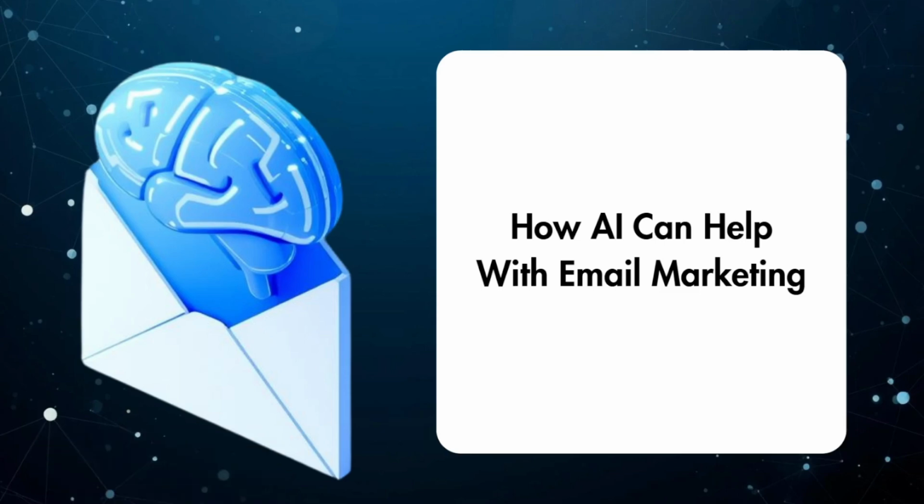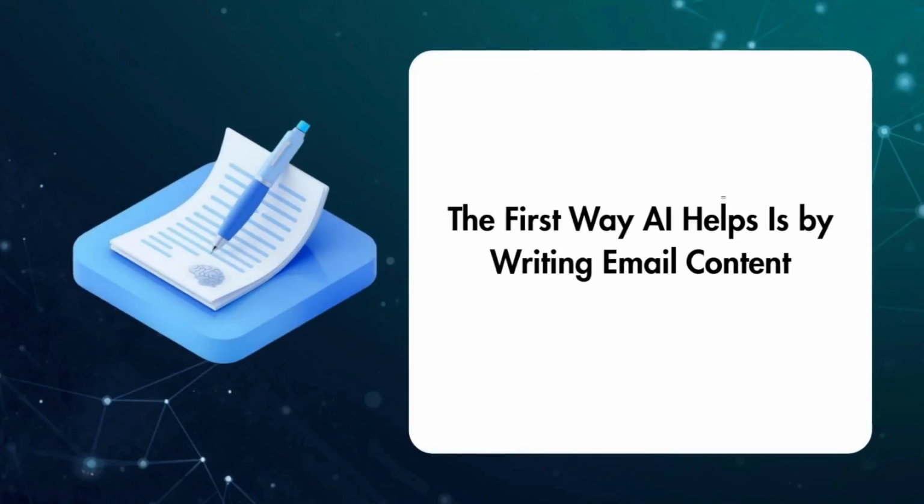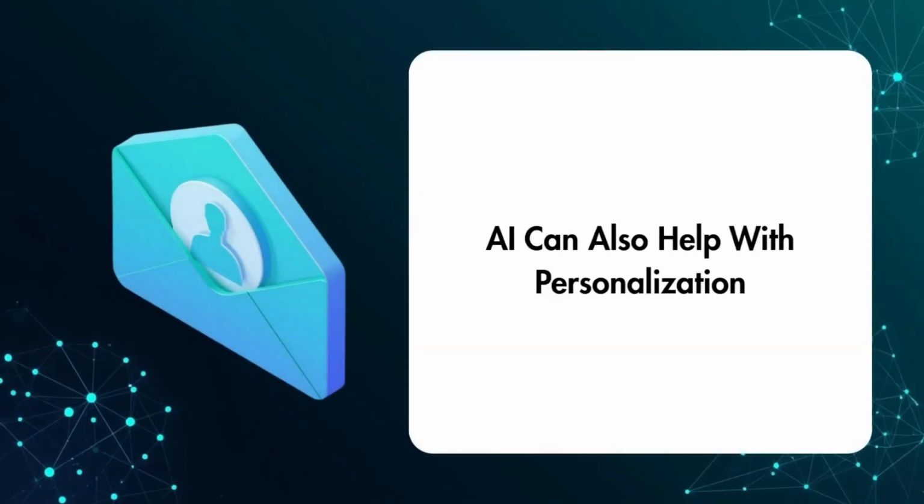Now let's come to the main part of the video and let's understand how AI can help you with email marketing. The first way AI helps is by writing email content. Many AI tools can generate email copy based on your topics, audience, or goal. For example, if you want to send a welcome email to new subscribers, the AI can write a professional email that introduces your business and encourages readers to take an action. You don't have to spend hours thinking about what to write because AI suggests text that is already optimized for engagement.